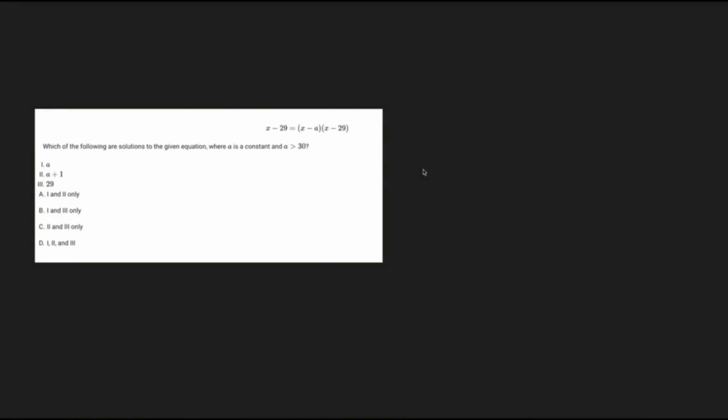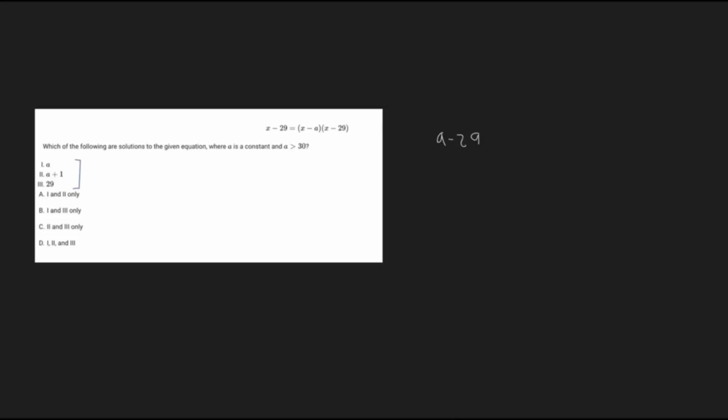The following are solutions to the given equation where a is a constant and a is greater than 30. All right, so first off, we have three possible answer choices. So a plus 1, or 29. And so what we want to do first is, well, we can just plug in these values to see if they work out, right? So these solutions are really just substitutes for the value of x, right? And therefore, we can say for the first one, if we were to test it, we replace x with a. So we have a minus 29.